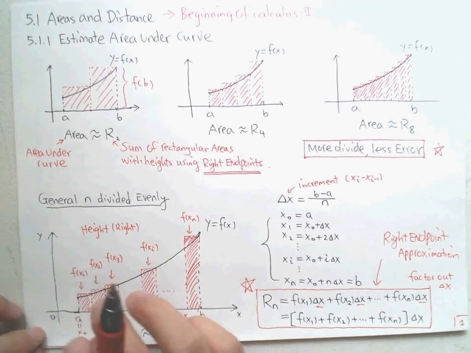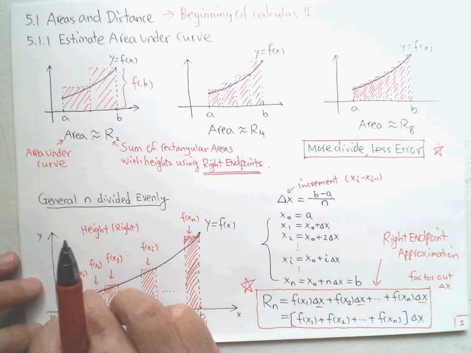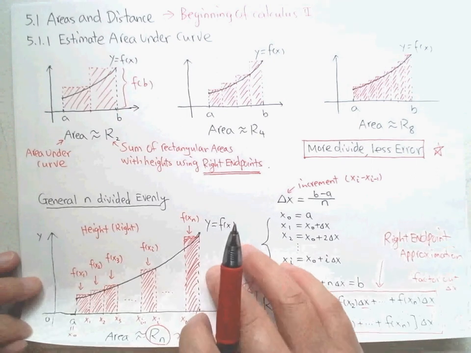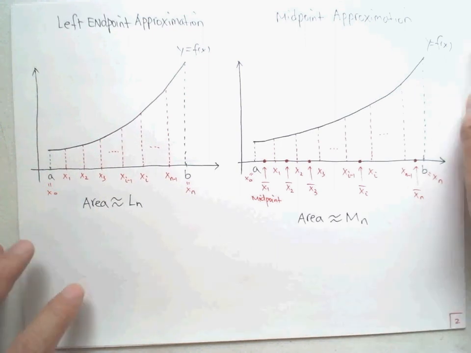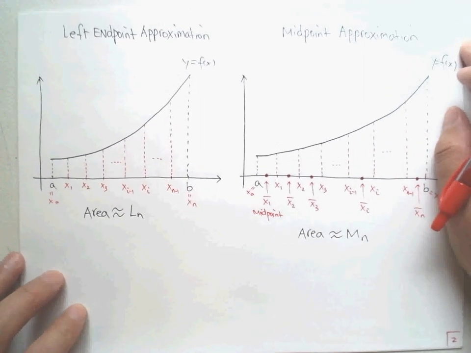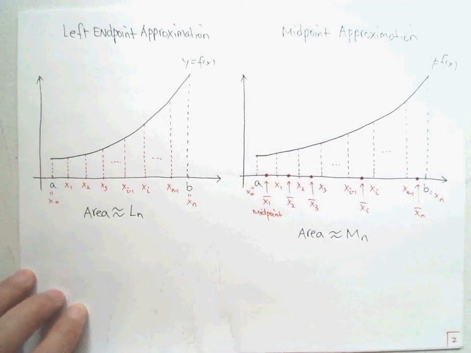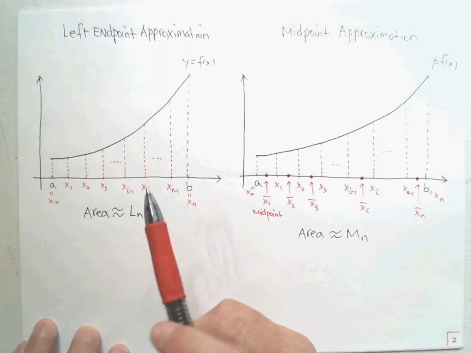You can use the right endpoint as the height of the rectangle. You also can use the left. You also can use other points, like the middle. So this time, can you see? Now, if you have the idea, it's much easier.